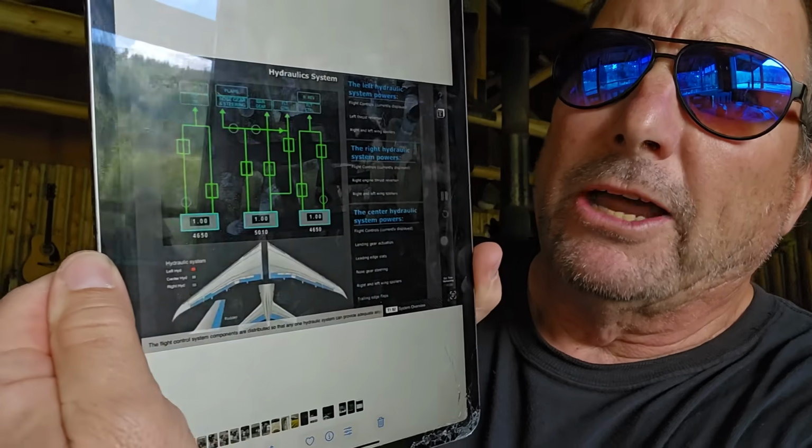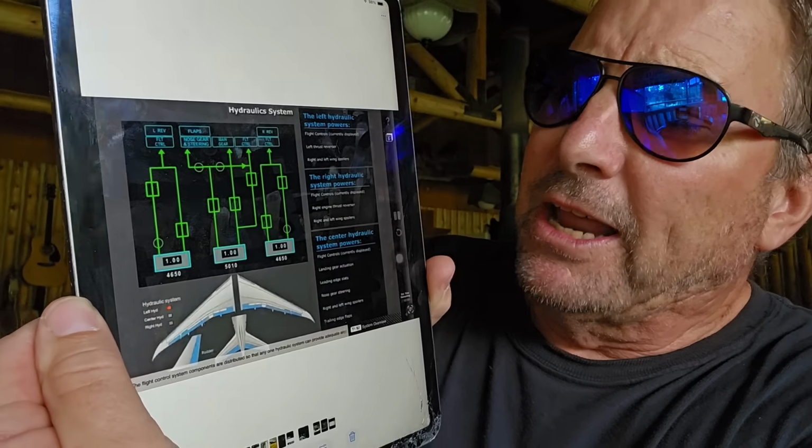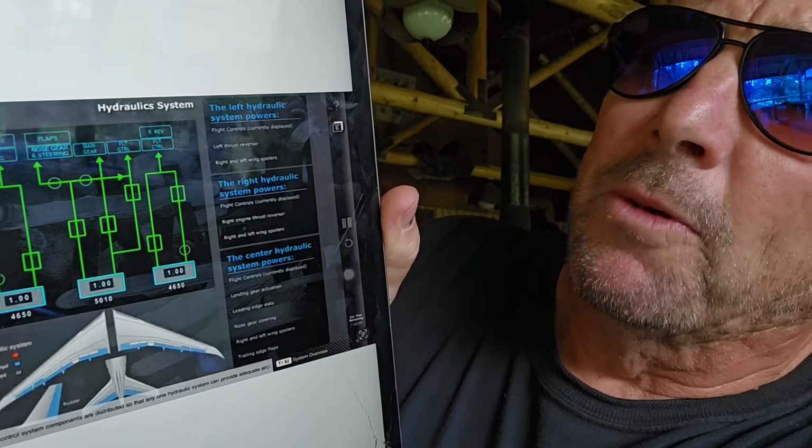Remember, there are three hydraulic systems in the 787: left, center, and right. The left and right hydraulic systems have engine-driven hydraulic pumps like any other airliner, but the rest of the pumps in the hydraulic system are electrical hydraulic pumps. So there's an electrical demand pump on the left system, an electrical demand pump on the right system, and two electrical pumps on the center hydraulic system.